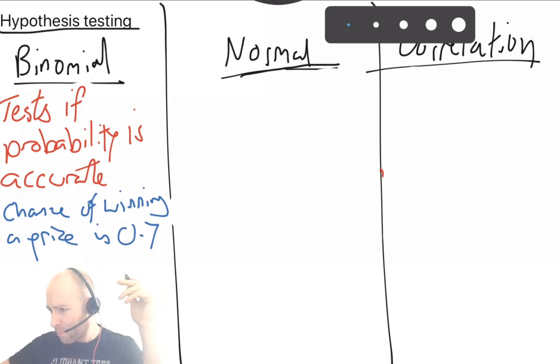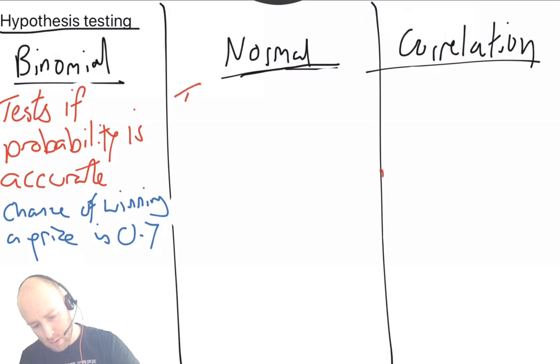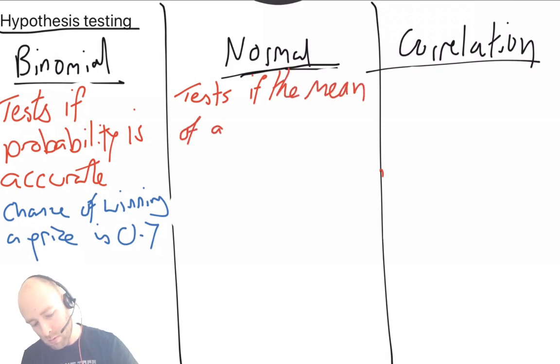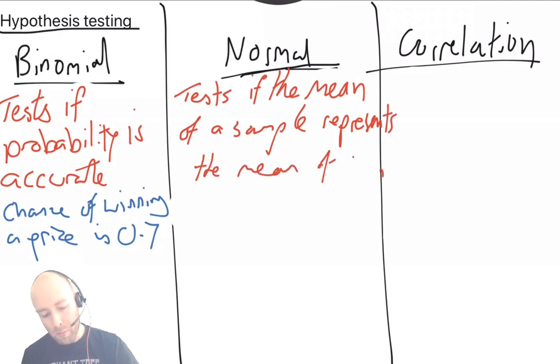Okay, normal distribution then. So we're testing if the mean of a sample represents the mean of a population.